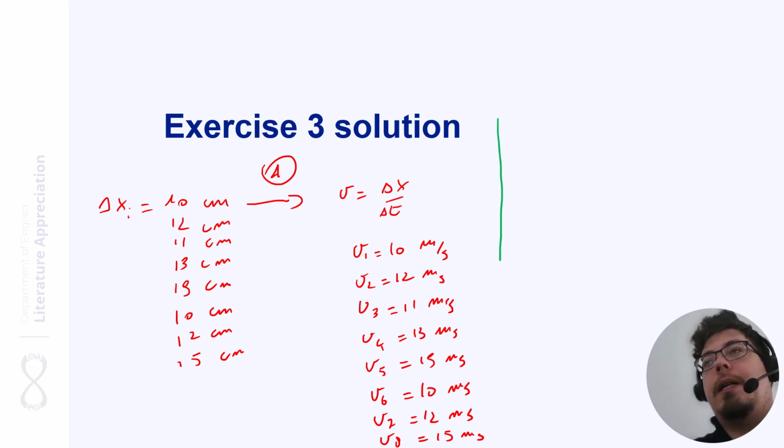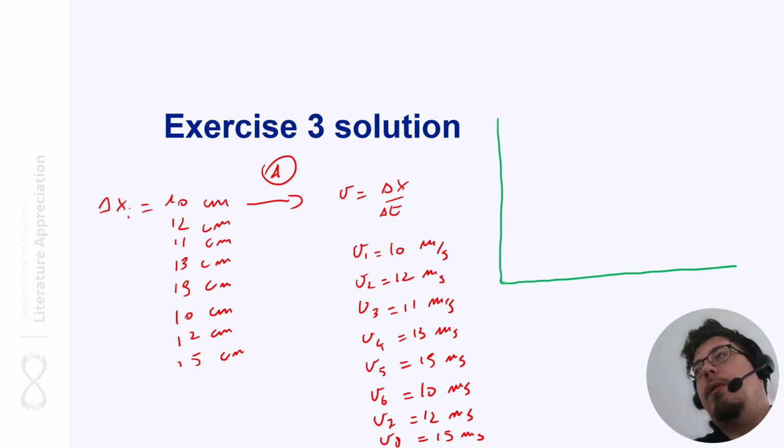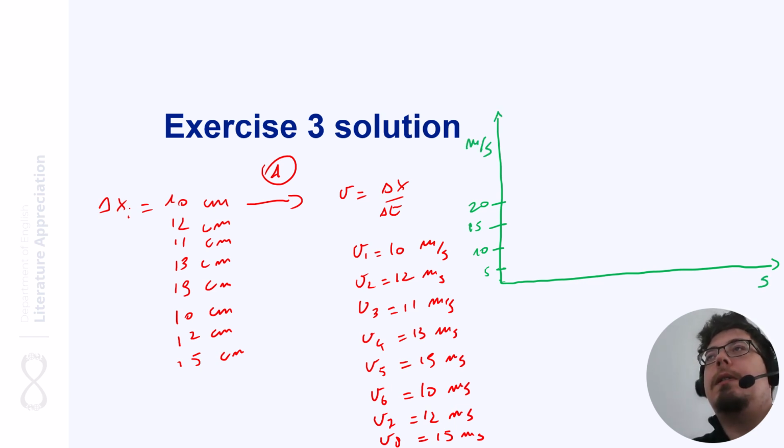So we know that we are in the range of, suppose this is 5, this is 10, this is 15, and this is 20 meter per second. And this is second, and this is meter per second. So this is the graph of the velocity. So the first section is 10 meter per second for, and this is of course 10 millisecond. This is the clock that we have, 10 millisecond.